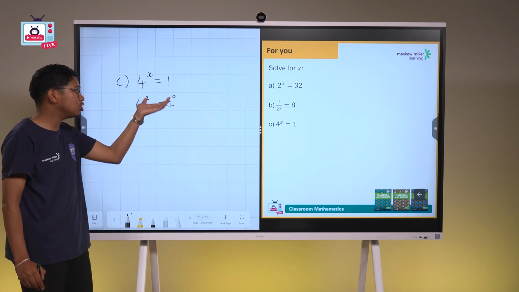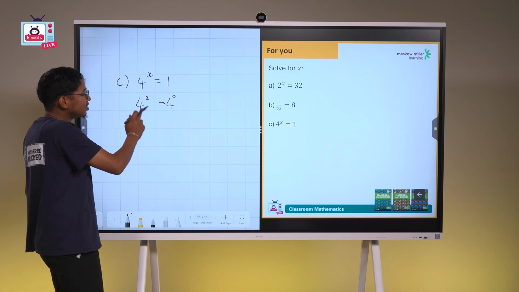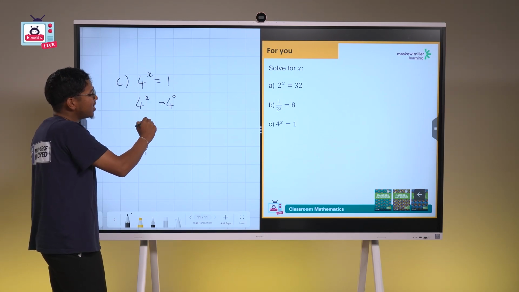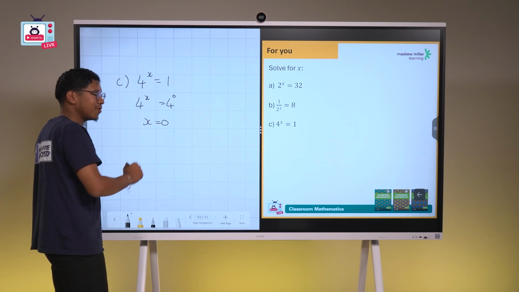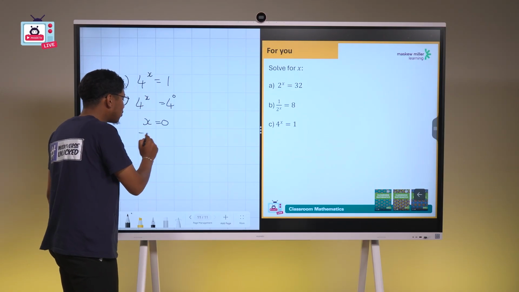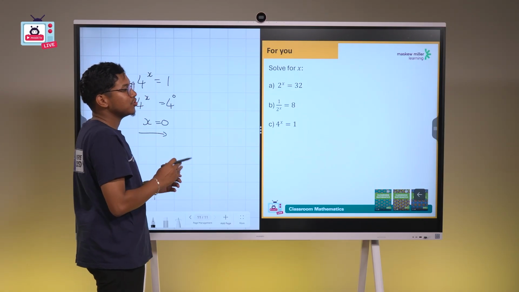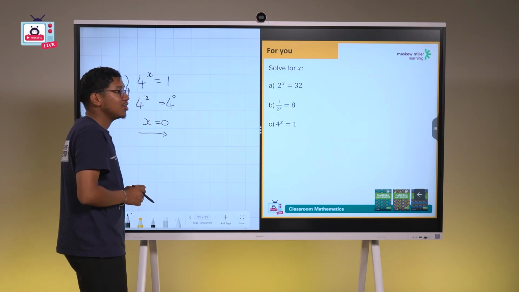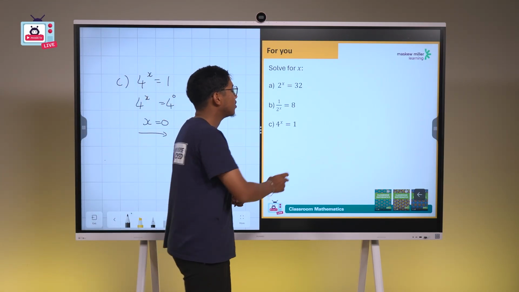So here I'm not changing anything about the sum. And once I have my bases to be the same, I can equate the exponents. So there x is equal to 0. And this is a question that is always asked in the exams, but students tend to forget the rule that tells us that any non-zero base to the power of 0 is 1.